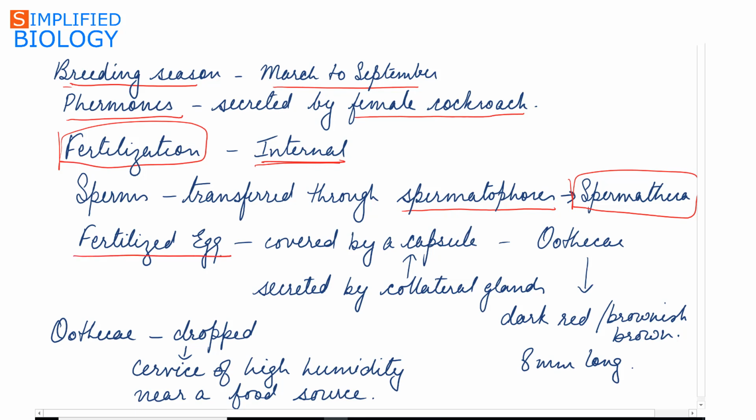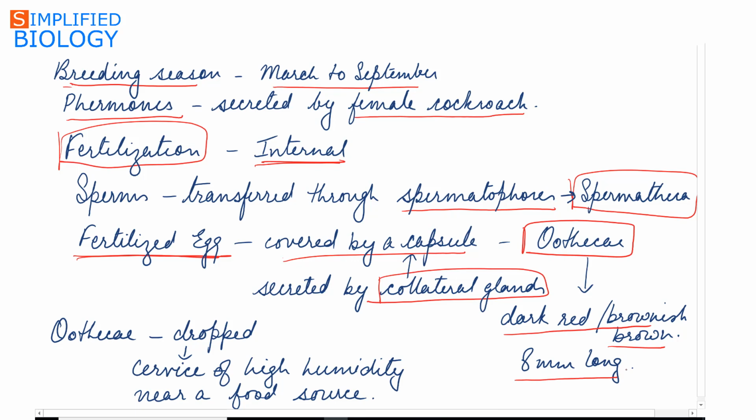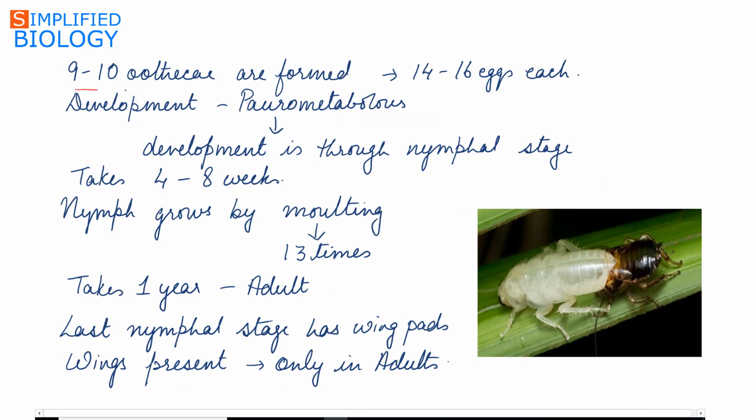The fertilized egg that is formed is covered by a capsule which is secreted by the collateral glands, the filamentous collateral glands associated with the genital chamber, to form the ootheca, which are dark red to brownish black in color and are about 8 mm long. The ootheca are dropped into cracks or surfaces where the relative humidity is high and they are found present near a food source. 9 to 10 oothecae are formed, each having about 14 to 16 eggs.